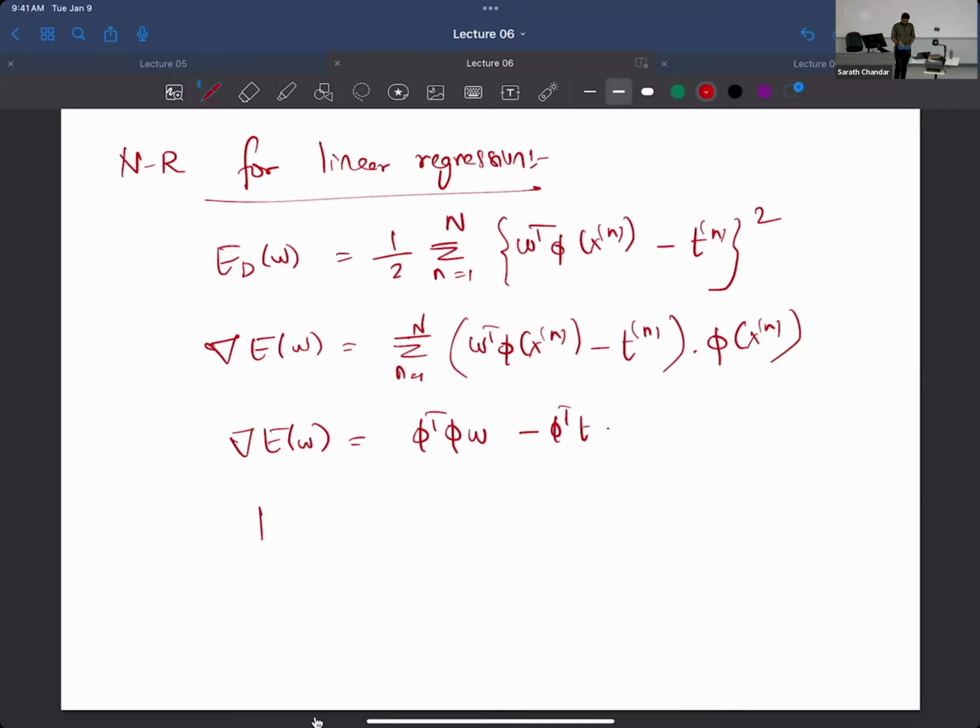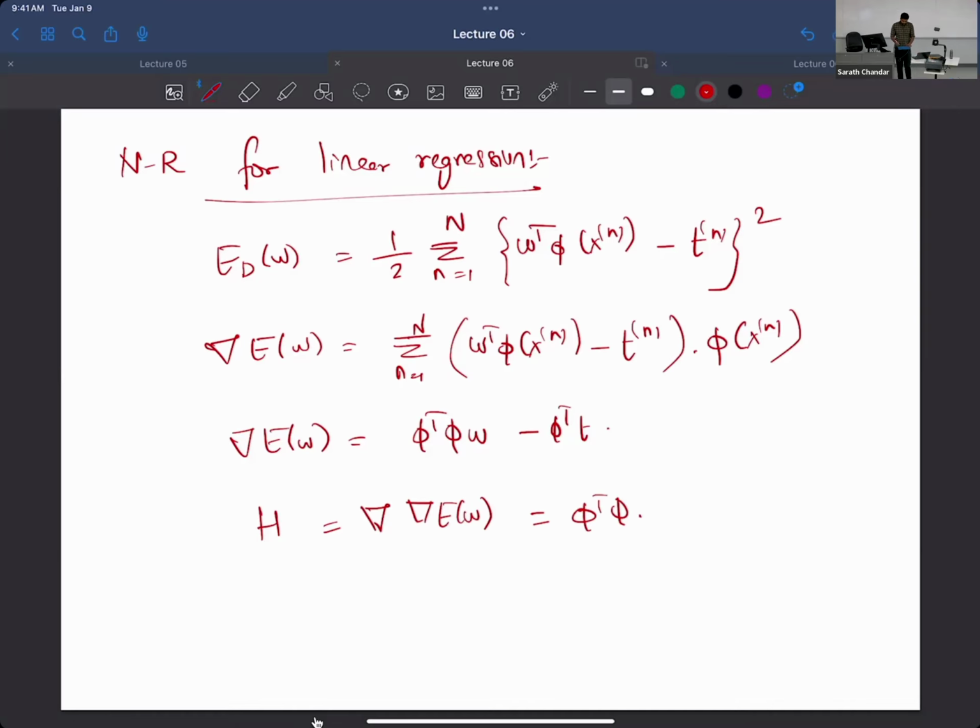If I want to compute the Hessian, it is given by the gradient of the gradient, which is simply phi transpose phi. When you differentiate this equation once again, you get phi transpose phi.